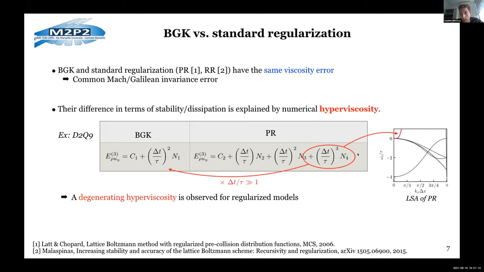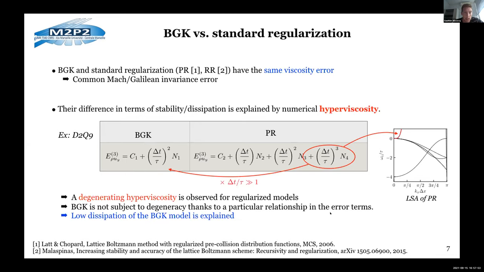And we can show that this term is actually responsible for the instability we observed in the linear stability analysis of the projected regularization. So this term is exactly responsible for the instability of the model, and so the instability of the convective vortex test case. This phenomenon has been referred to in the paper as degenerating hyperviscosity, because it is a numerical hyperviscosity that is not expected at the Navier-Stokes scales, but that degenerates because of a very large prefactor, which is here a numerical prefactor.